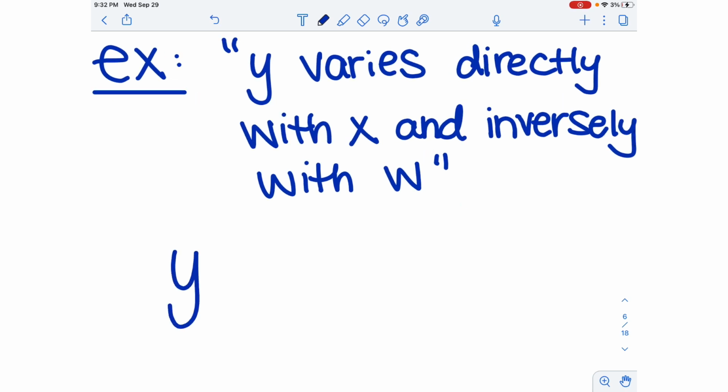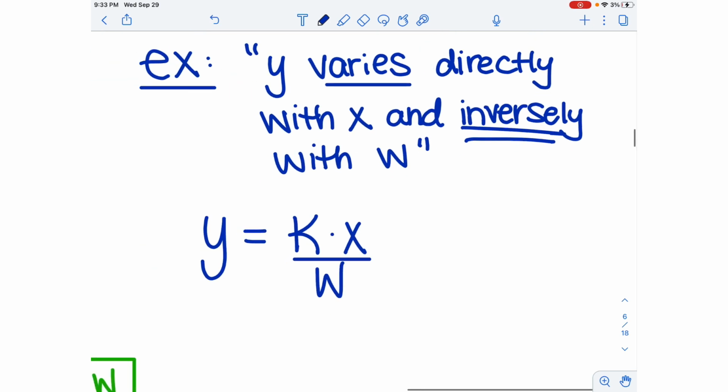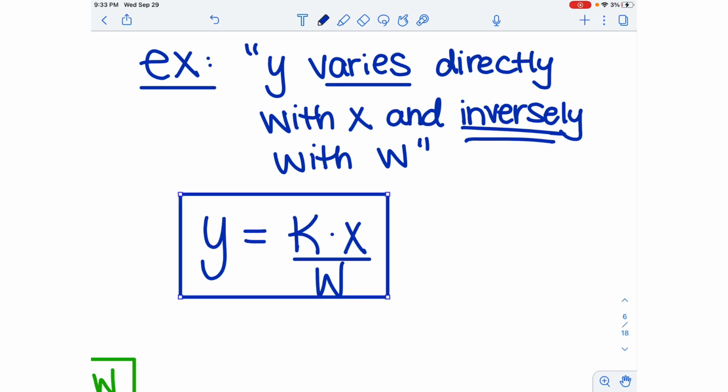Y varies is where I put the equal sign. So y equals. Put a k right away. So no matter what, you're putting a k. That's going to be a constant that we solve for. And it says directly with x, so that's going to be times x, and inversely with w. You take the whole thing and divide it by w. So inversely basically means to divide whatever you have by whatever the letter is that it follows. So this is how I would write that sentence out as an equation.